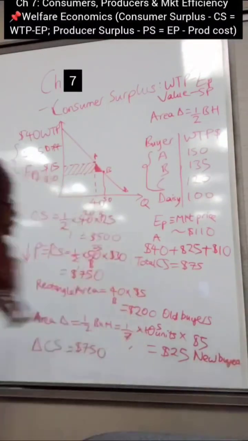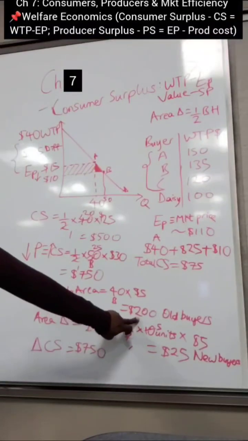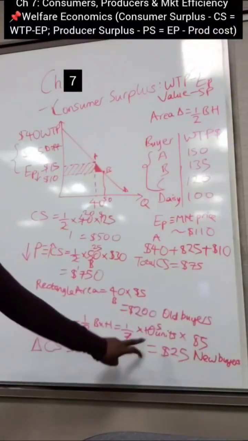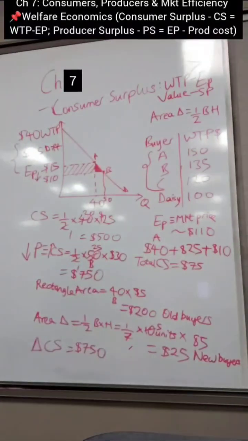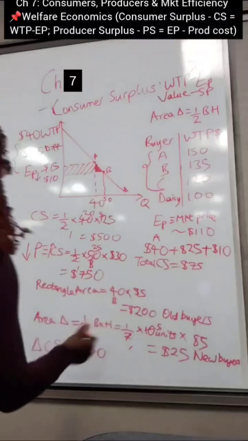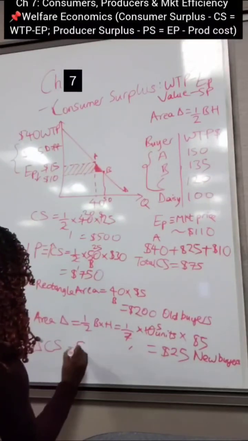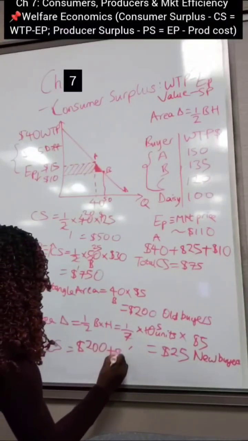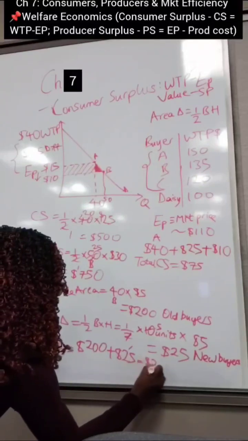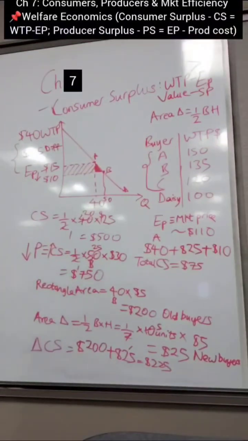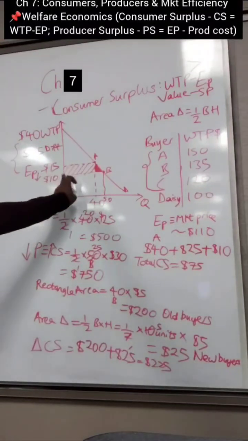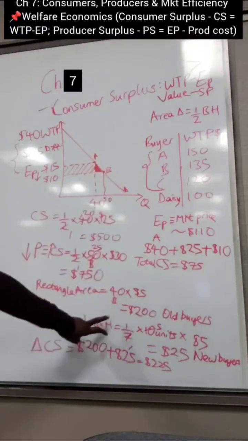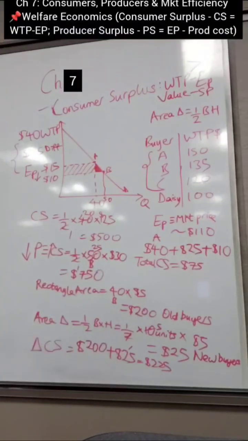So therefore, your consumer surplus is going to increase by $200 from the old buyers who buy more products due to the price drop, plus $25 for the new buyers who enter the market due to the price drop, okay? So your consumer surplus literally increases by 200 plus $25, $225, right? That is how consumer surplus increases as a result of a decrease in price. So you always have to be sure of the shape, and then from there you calculate your consumer surplus, right?